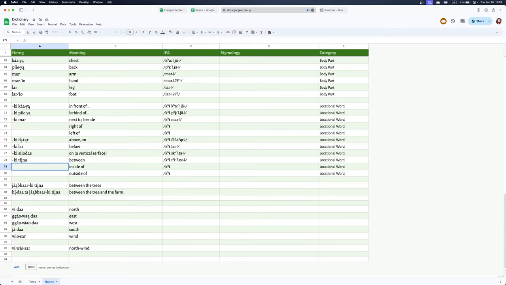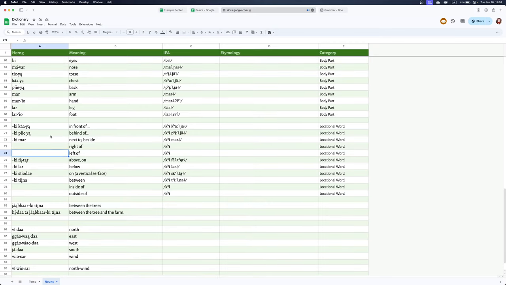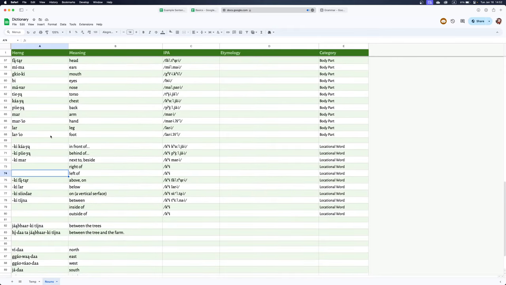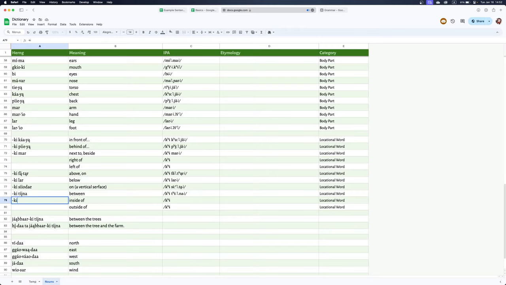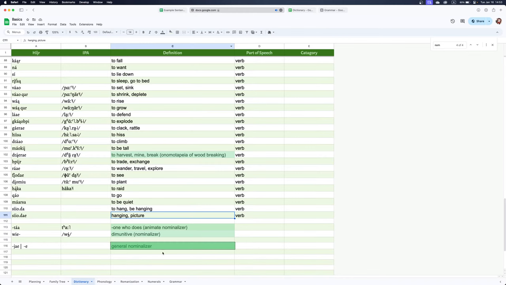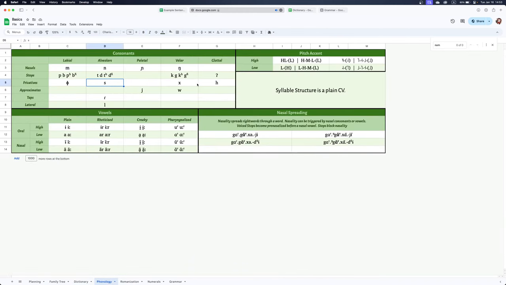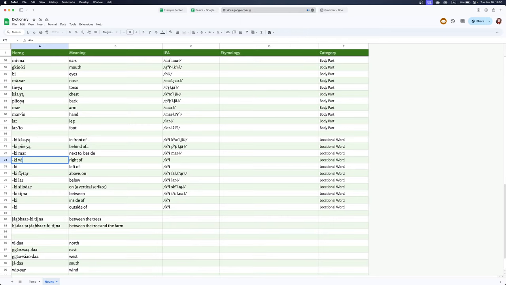So, inside of, outside of, right of, left of. I could, no, I'm not going to do it the Japanese way. So just needing to make some quick and dirty words. Oh, no problem. Right of, left of. I was about to use a phonetic structure from my other conlang. Wee-wee-ba. Ki-wee-ba.